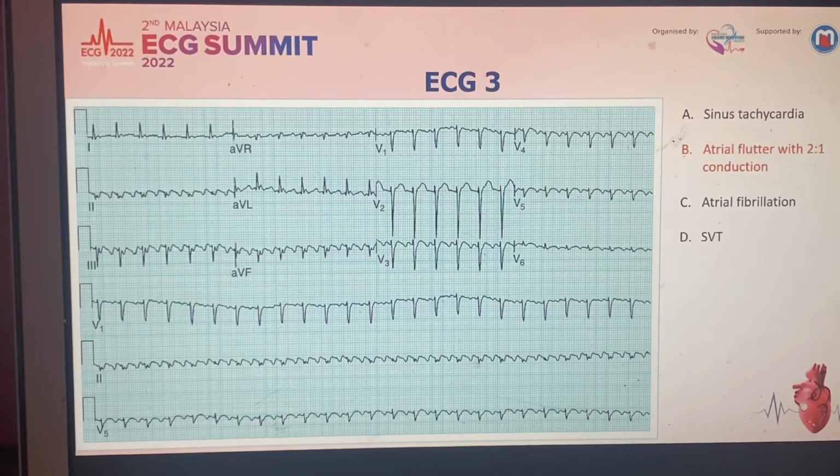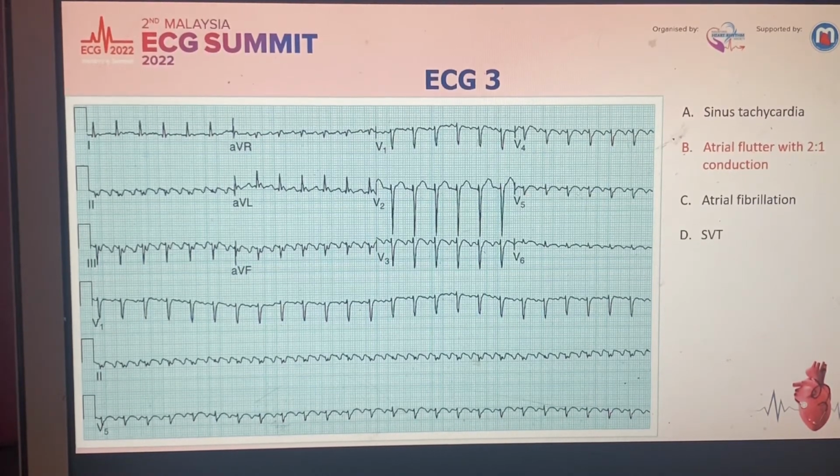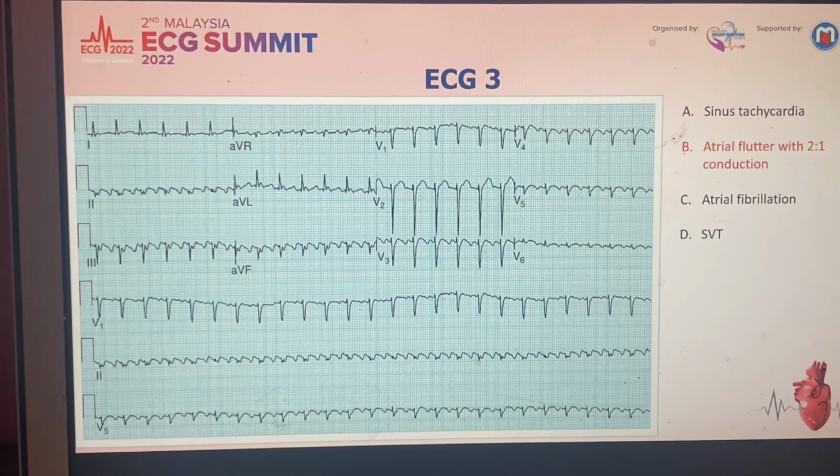Any added information from? Actually, I have no comments on the ECG. I think it's well explained.